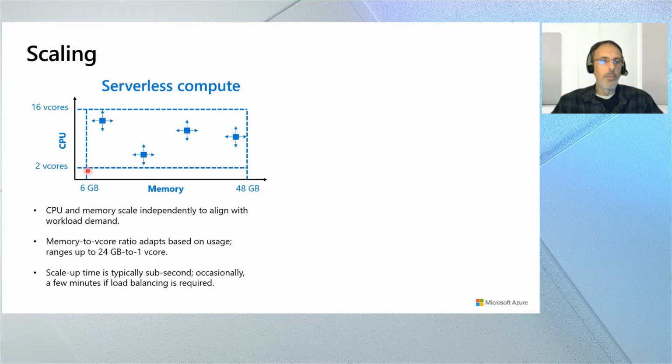And then in terms of scale-up time, suppose that the database at one point in time is using 2 cores, and then the next moment needs to suddenly increase its usage up to 16 cores. Typically, the latency for that operation is less than 1 second. There can be occasions where a few minutes of time need to pass, but that only occurs when load balancing is required internally. And we'll talk a little bit more about that before the end of the session.